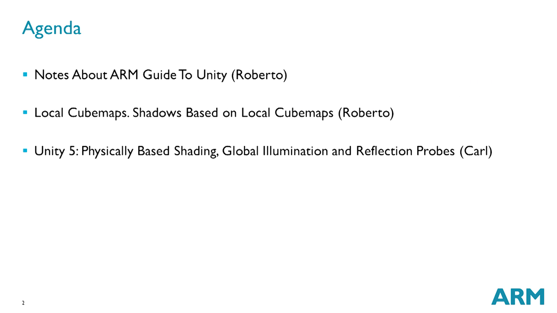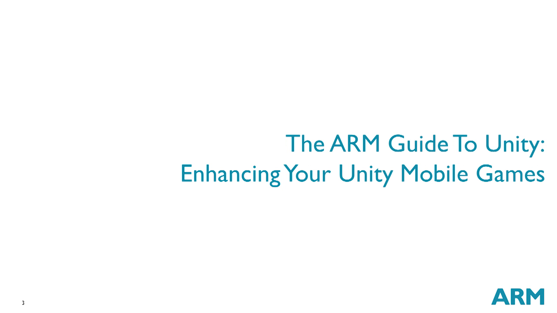I will go first through some highlights of the ARM guide to Unity. Then I will introduce the concept of local Cubemap, because it is needed to understand the new shadow rendering technique we have developed recently at ARM, and that I will present later. And finally, Carl will perform a live demo where he will show some of the most important new features introduced by Unity 5. So now, let me start talking about the ARM guide to Unity.